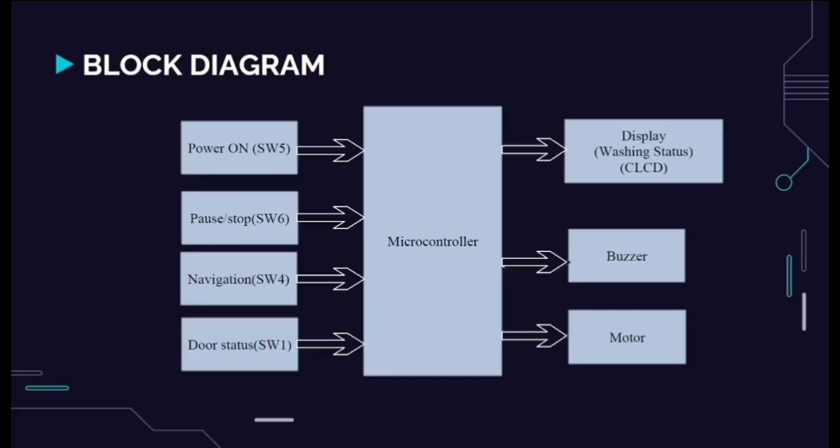Here is the block diagram of our project, in which we are using four switches: switch 5, which is used for power on, switch 6, which is used for pause or stop, switch 4, which is used for navigation, and switch 1, which is used for door status, all connected to the microcontroller. There is a CLCD display which shows the washing machine status.